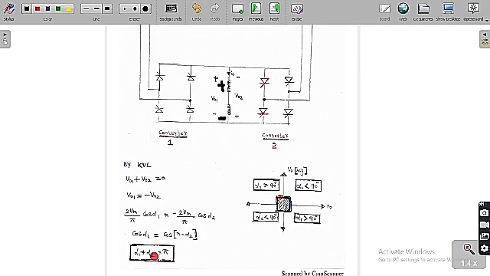So finally, alpha 1 is equal to pi minus alpha 2, which means alpha 1 plus alpha 2 is equal to pi. So simply we can say that the summation of the triggering angles of the first converter and the second converter is equal to pi. So alpha 1 plus alpha 2 is equal to pi. This is a very important statement, and based on this, many questions have been asked.